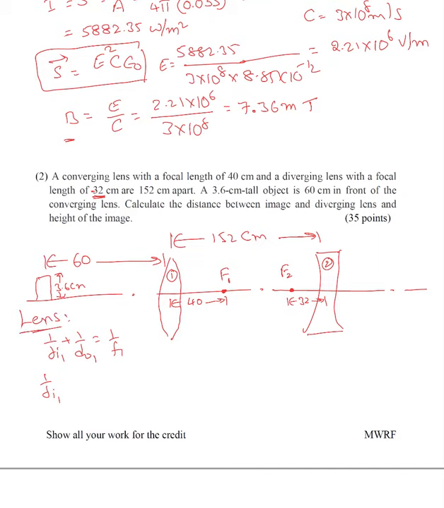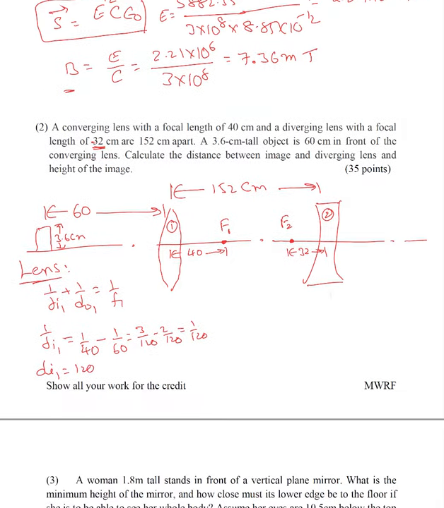So I'm talking about lens 1. 1 over DI1 equal to 1 over 40 minus 1 over DO1, which is 60. So 3 by 120 minus 2 by 120, I would say 1 over 120. So distance of image 1 equal to, I end up with a positive number, 120.